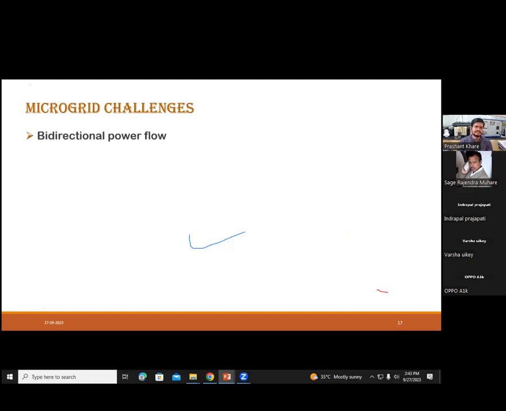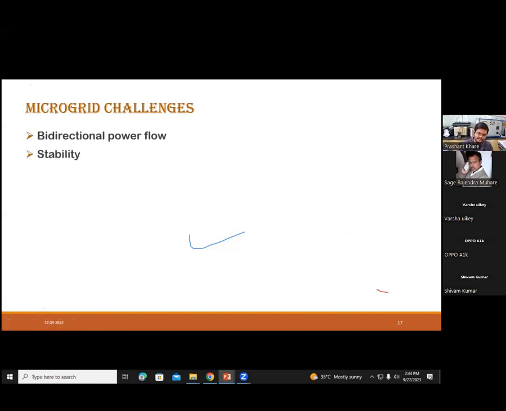But in microgrid, sometimes when your microgrid is behaving as a source, power flow is from microgrid to main grid. But if it is behaving like a load, power flow is from main grid to microgrid. In that condition, your protection algorithm should be very much strong, because earlier in distribution system, your protection scheme is based on unidirectional power flow only. But in microgrid, it should be applicable in both directions. So this is the first problem.